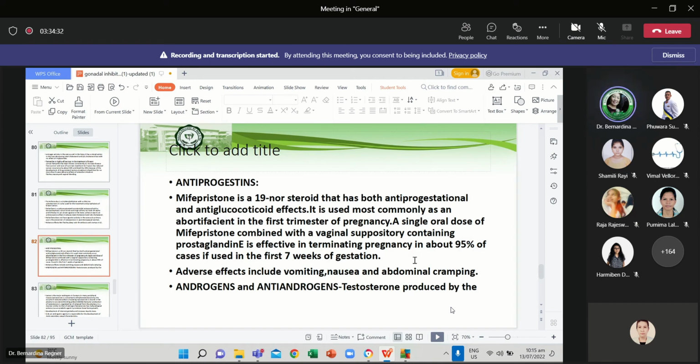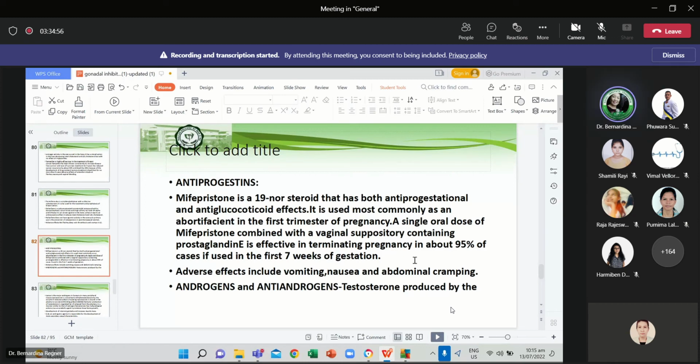Are you developing horns now? I know already how to terminate the pregnancy in the first trimester. I'm not inducing you to do that, but I was just relaying this knowledge that this can be an antiprogestin.